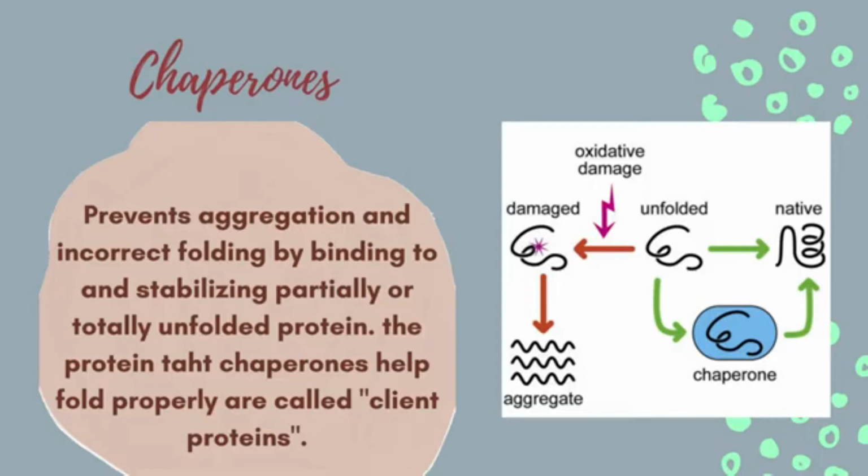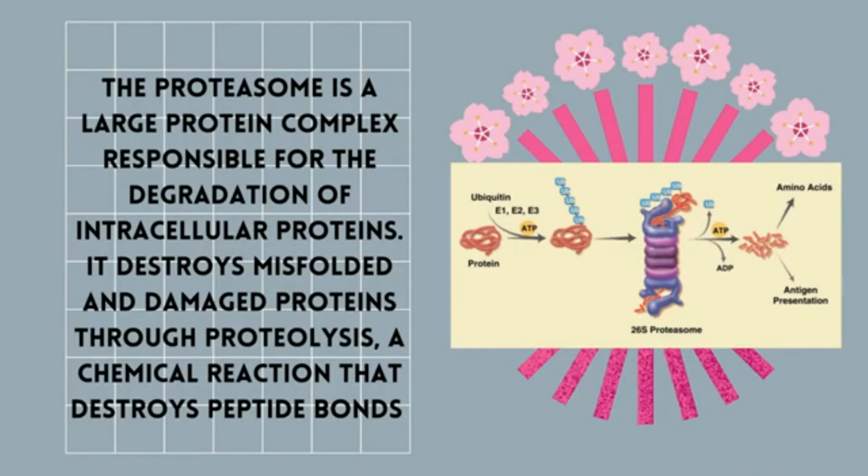Chaperones work by binding to exposed hydrophobic patches on misfolded or incompletely folded proteins, hydrolyzing ATP. The proteins that chaperones help fold properly are called client proteins. When the chaperones haven't succeeded in fixing the misfolded proteins or haven't reached them, the proteasomes will degrade them. Proteasomes destroy misfolded and damaged proteins through proteolysis.